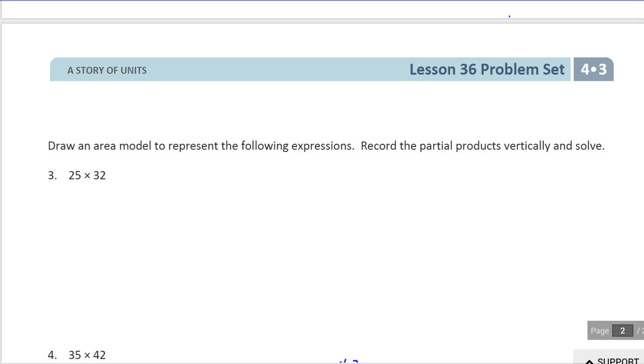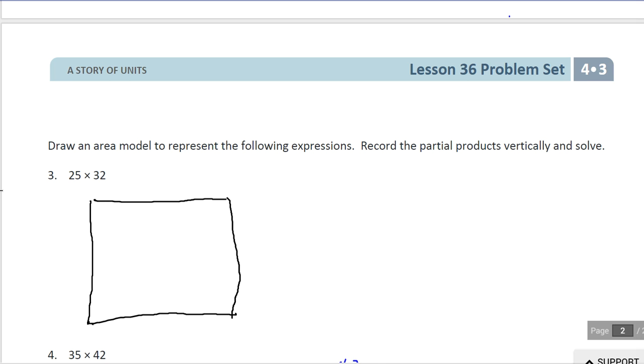For these, we're going to draw an area model to represent the following expression, record the partial products, and solve. So we're going to do what we just did, but this time they're not going to have the box there for you. You're going to go ahead and make your own box. So we're going to do a box of 25 times 32. Okay, well, let's go ahead and do that.